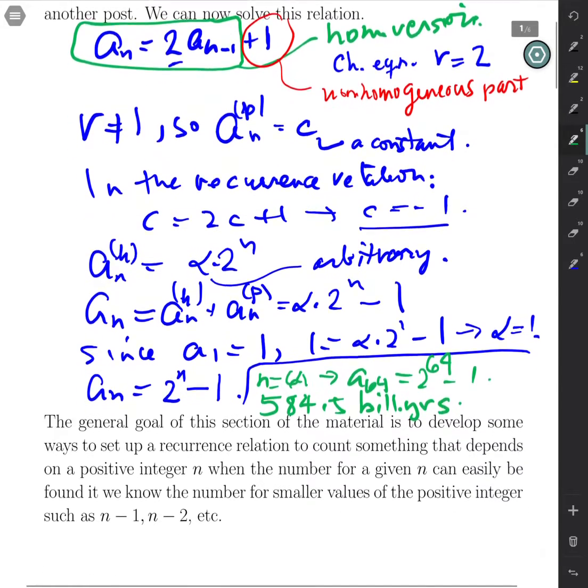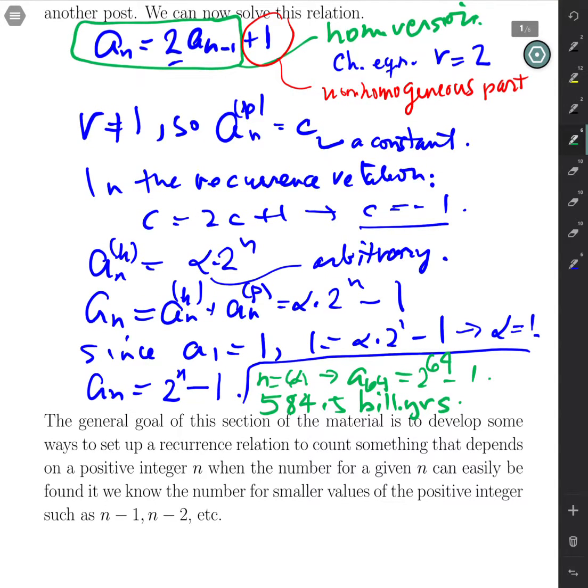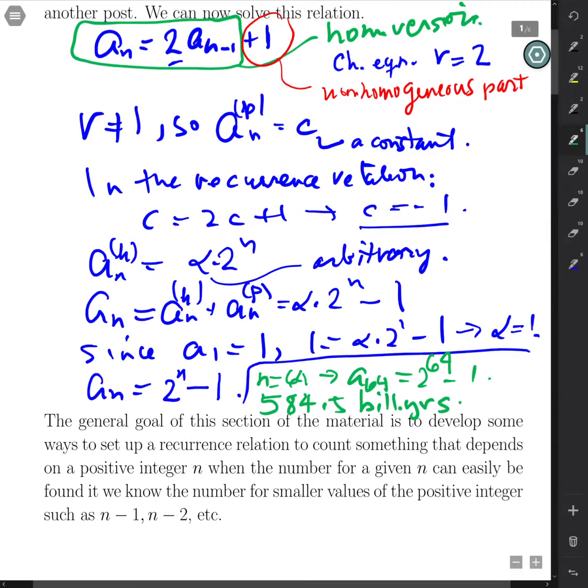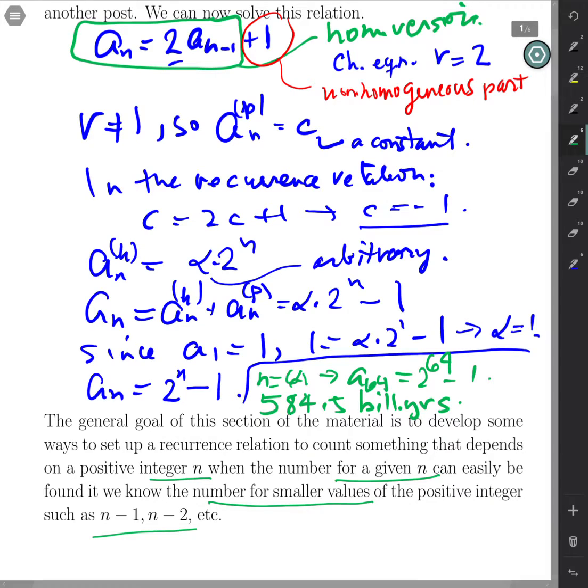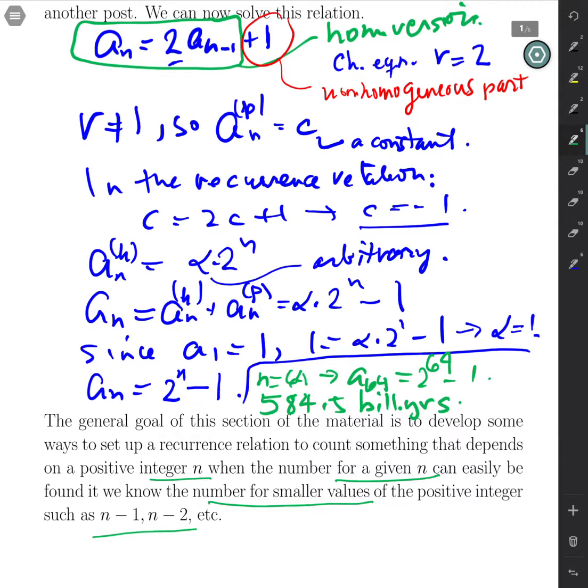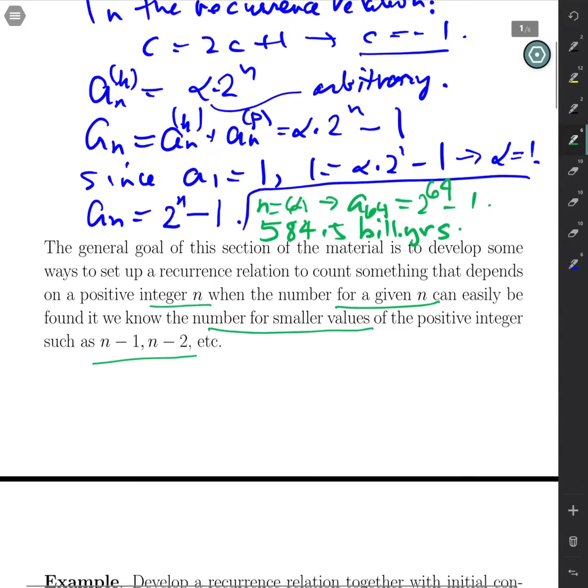The general goal of this section is to develop some ways to set up recurrence relations to count something that depends on a positive integer n when the number for a given n can easily be found if we know the number for smaller values, such as n-1 and n-2. So it's this inductive idea, really, that we've been looking at more formally in proof settings, but here we're looking at it in the case of actually developing a recurrence relation for some quantity depending on the earlier values.